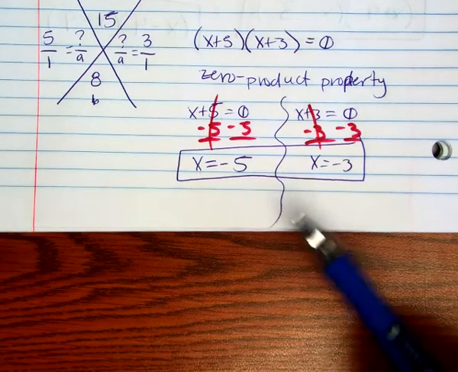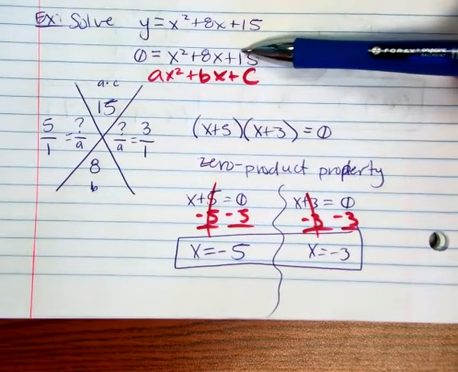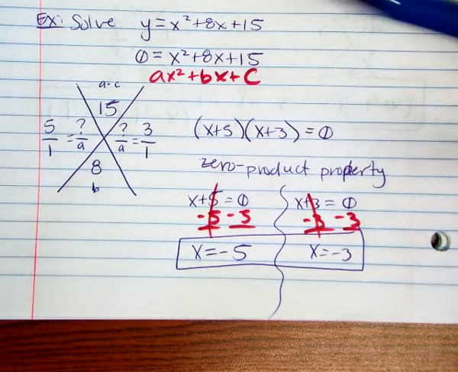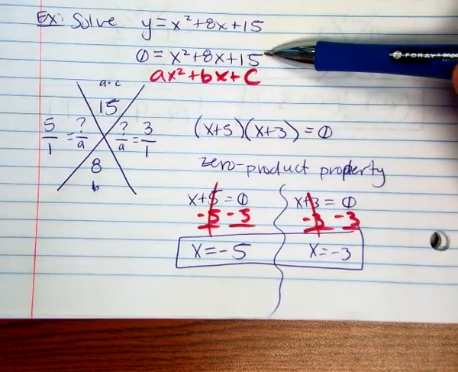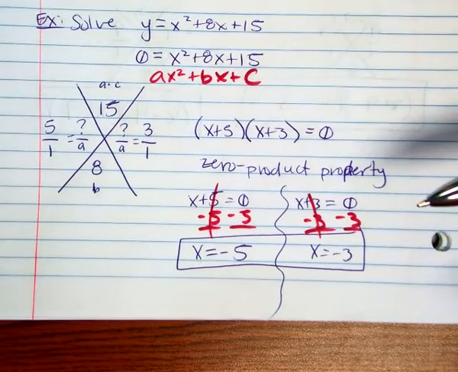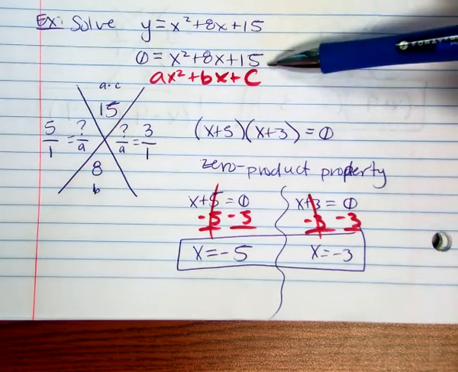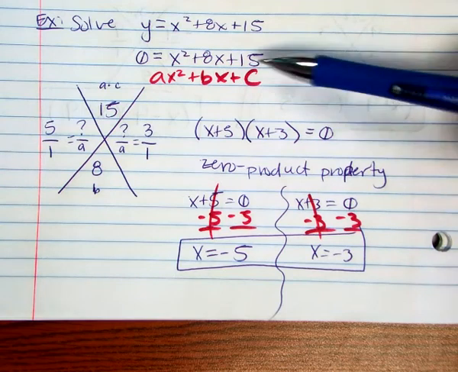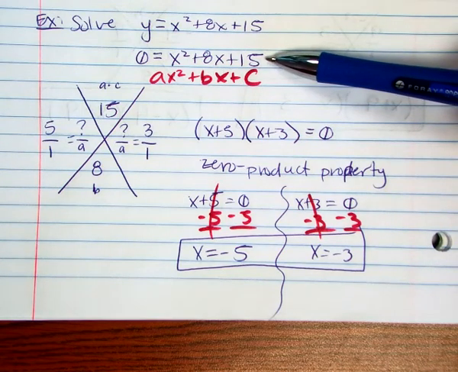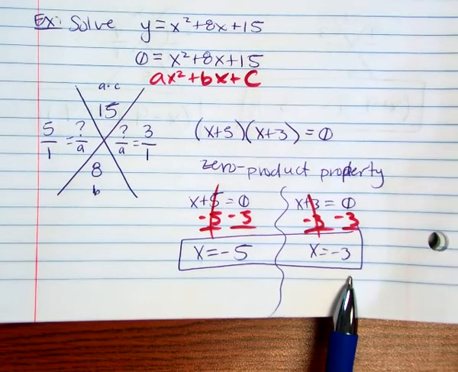You could go back to the original equation up here. If you plug in a negative 5, you will get 0. You would get 25 minus 40 plus 15. That would equal 0. You could plug in a negative 3. You would get 9 minus 24 plus 15. That would also equal 0. If you graphed this parabola using an XY table, and then you looked at that parabola on the graph, your x-intercepts would be at negative 5 and at negative 3.